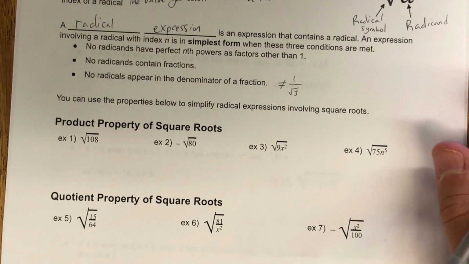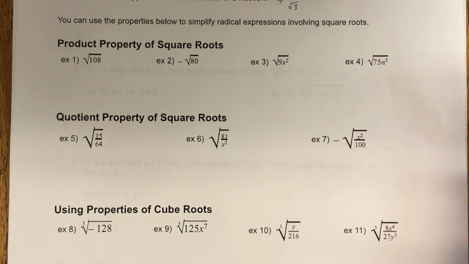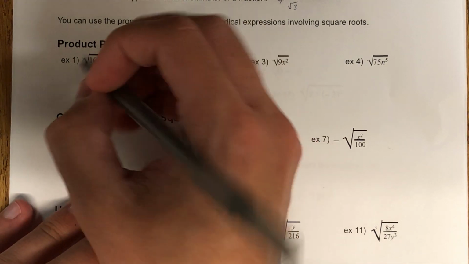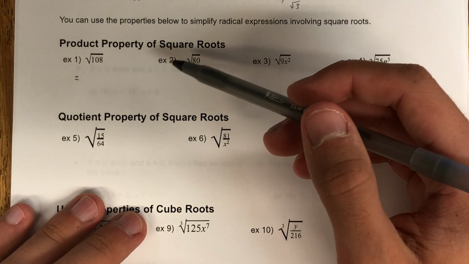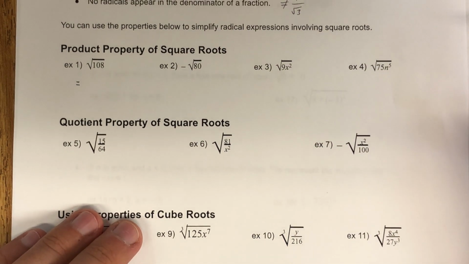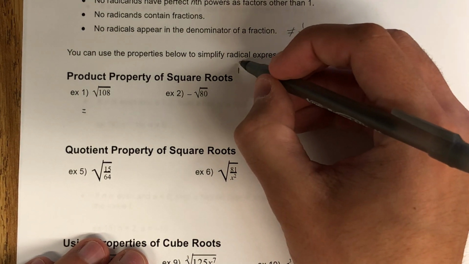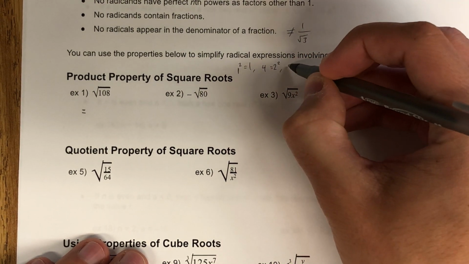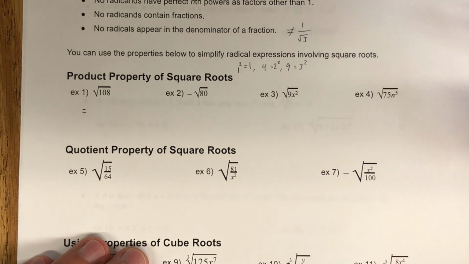So let's look at what we call the product property of square roots. With the square root of 108, the product property refers to pulling out any factors that are perfect squares. If we think about perfect squares, 1 is a perfect square since 1 squared is 1. 4 is a perfect square since 2 squared is 4. 9 is a perfect square since 3 squared is 9. So anything that's squared, that's what we consider a perfect square.